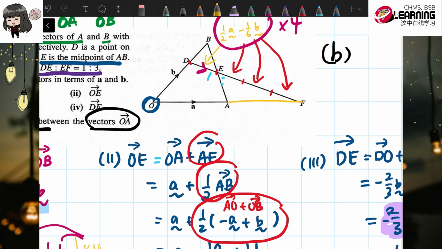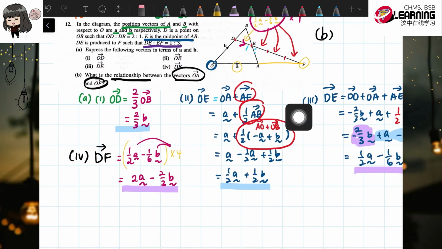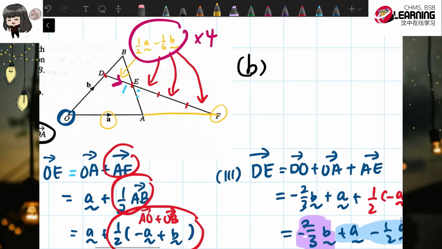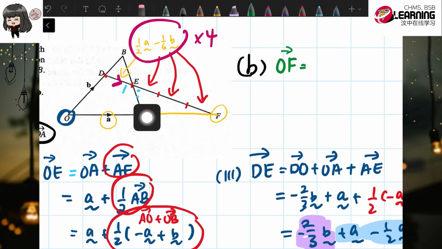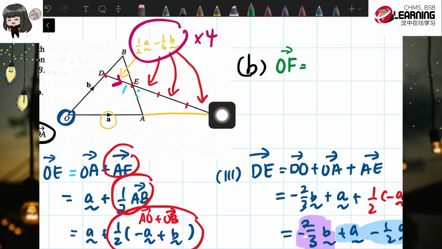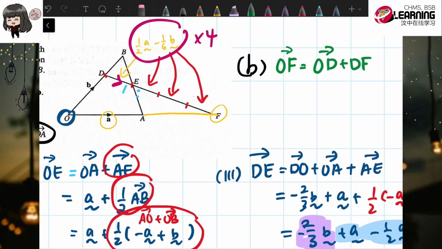We know OA, but what is OF? Is there any information about OF here? There isn't. So we find OF first so that we can know the relationship. O to F is OD plus DF, because OD we have, and DF we already have in part 4 just now. So OF is O to D plus D to F.